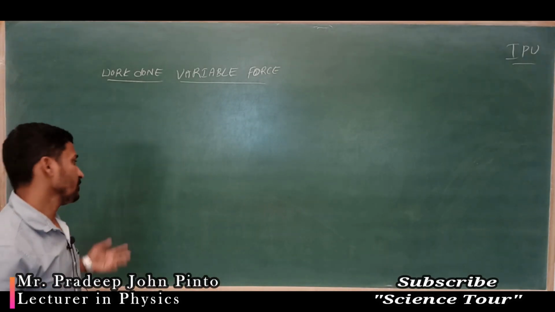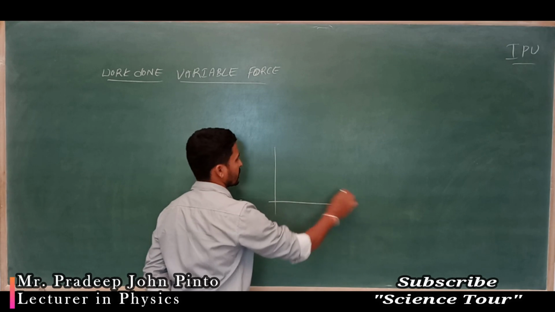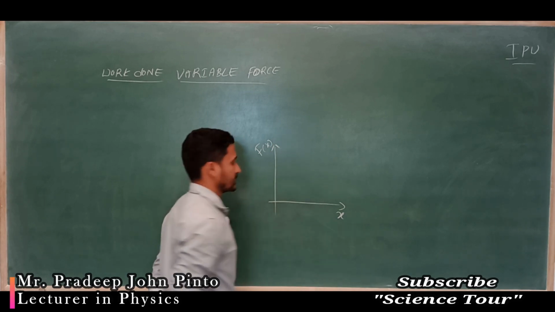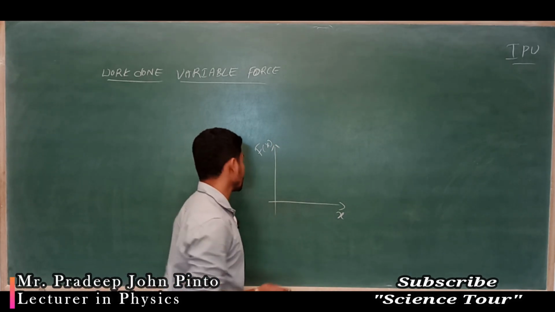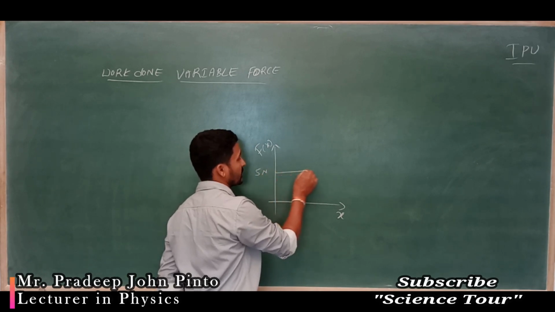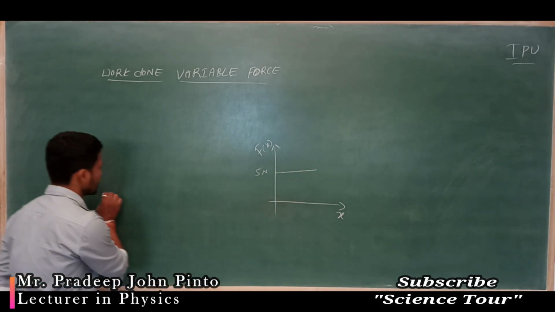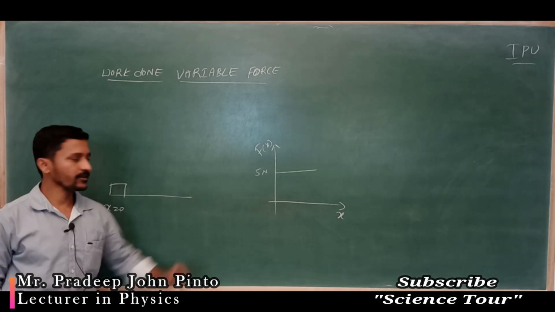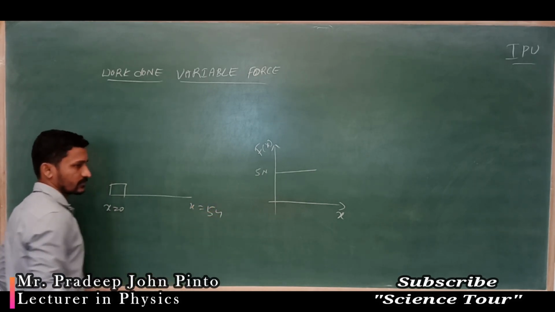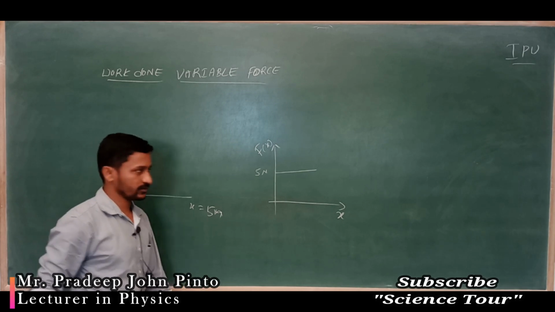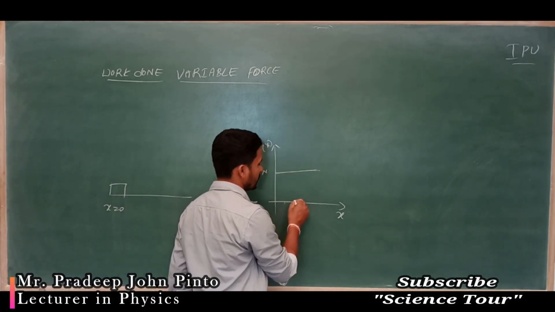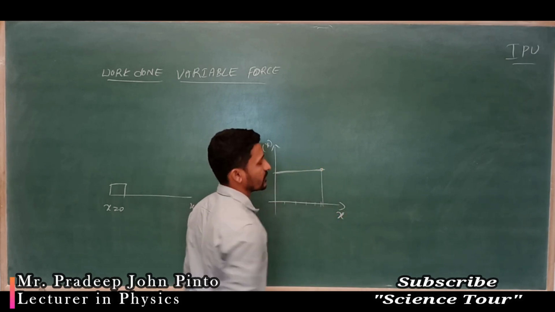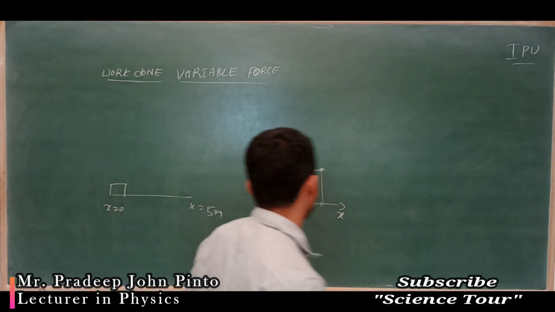Before that, we are going to draw a graph in such a way that force is taken on the y axis and displacement on the x axis. Suppose for a constant force, say for example 5 Newton, you have applied the force. Say the object was at x equal to 0. I apply the force of 5 Newton till x equal to 5 meter. So x is 1, 2, 3, 4, 5. This is the graph we got for the force.